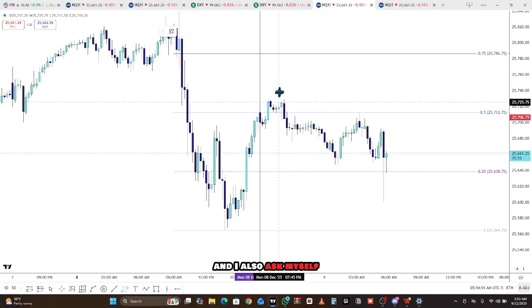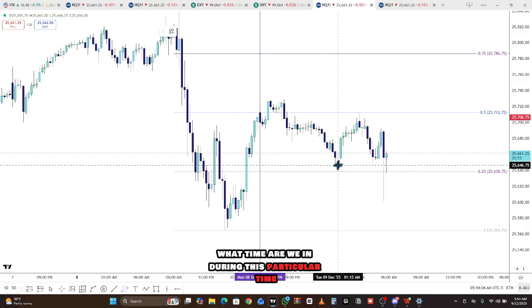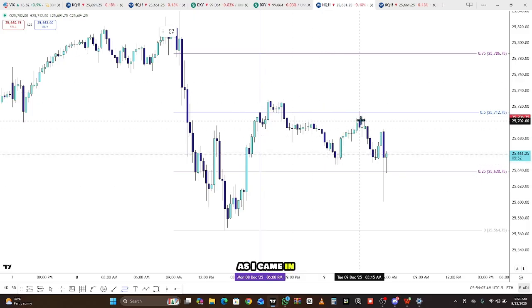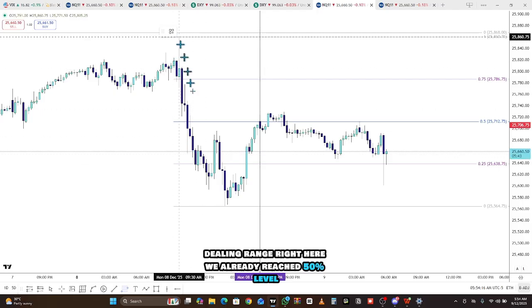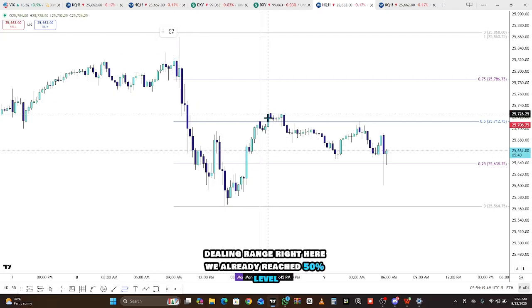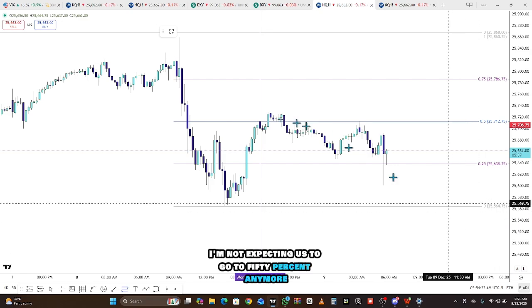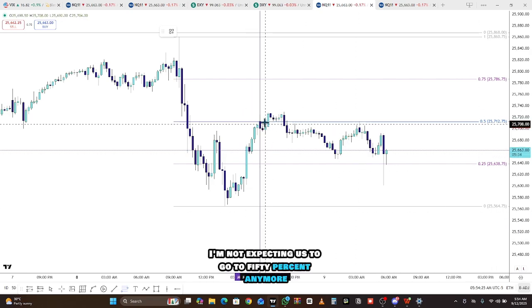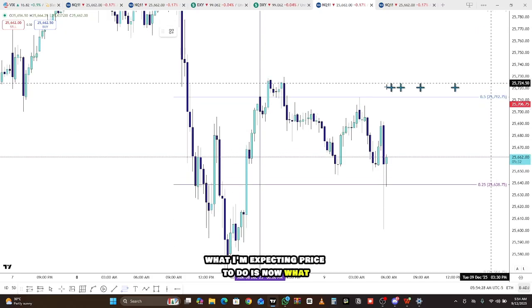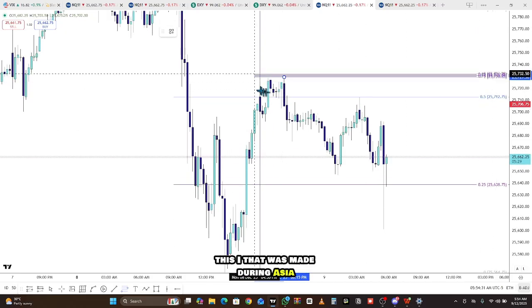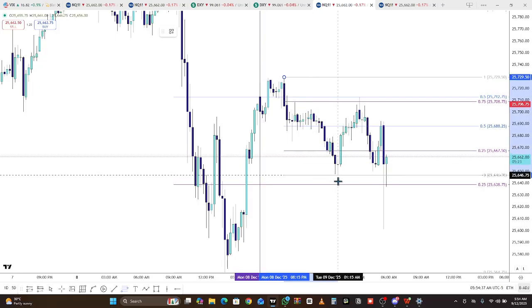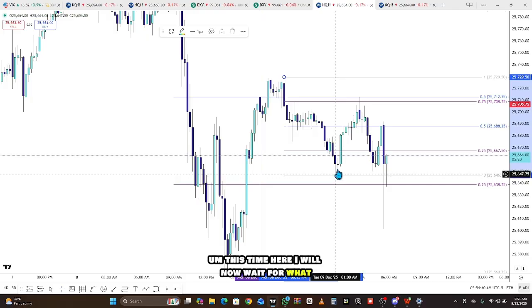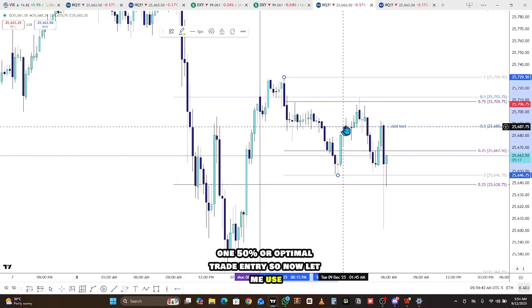And I also asked myself, what time are we in during this particular time? As I came into this market during the London session, since we already have this dealing range right here, we already breached the 50% level. So now I'm not expecting us to go to 50% anymore. What I'm expecting price to do now is, this high that was made during Asia and the low that was made during this time here, I'll now wait for what? 50% or optimal trade entry.